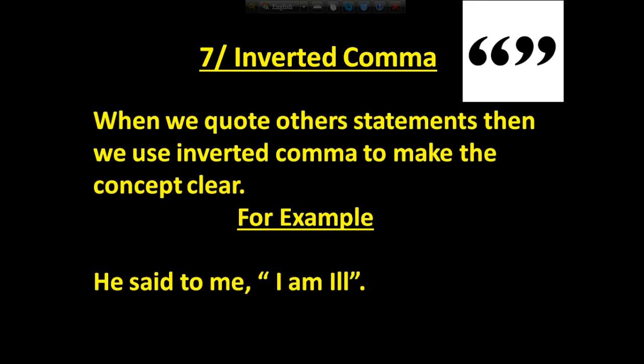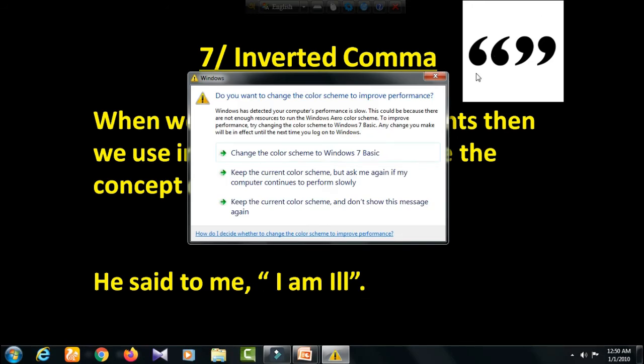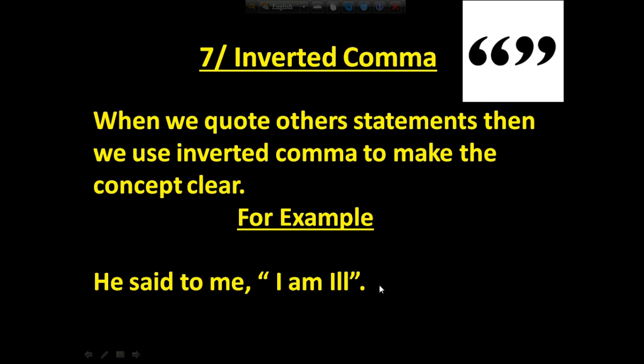Now number 7, here is the inverted comma. You know it is very important, and I have discussed it sometimes. Actually, when we quote another person's statement, we use inverted commas to make the concept clear. That means we have to use inverted commas for others' statements. Look at the example: He said to me, "I am ill." Actually he informed me that he was ill. So "I am ill" is the quote of the other person. When someone says something, you have to quote his conversation in the middle of inverted commas.